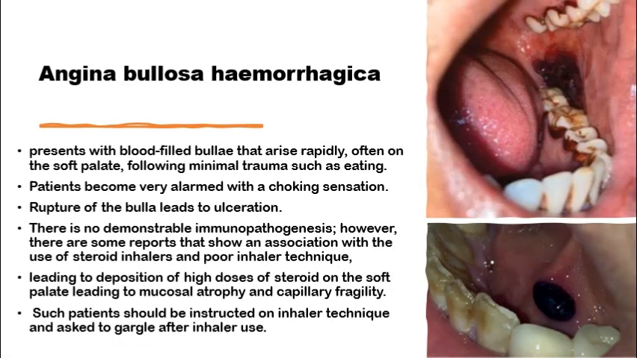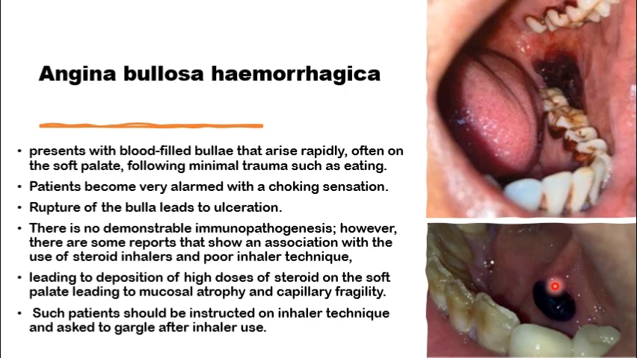And finally, angina bullosa haemorrhagica. This presents with blood-filled bullae on the soft palate or on the cheek mucosa. The bullae arise rapidly, often as a result of minimal trauma, like eating, for example. Patients can become very alarmed with this bullae and have a choking sensation. They may rupture to drain all the blood and leave a painful ulcer.